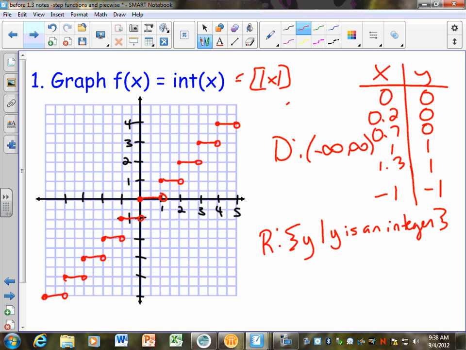What do you think about that? Should have done that in Algebra 2. That would have been exciting Algebra 2 stuff, right? Let's do another one.